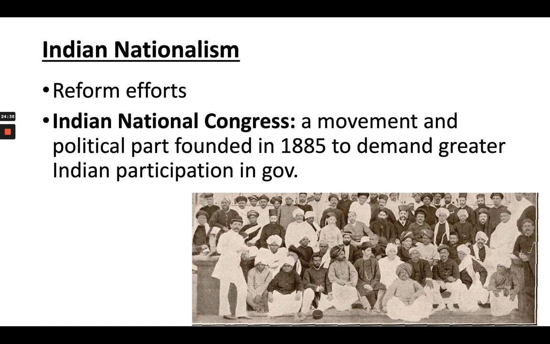Over time, though, we are starting to see the emergence of Indian nationalism, this sense of a cohesive Indian identity and a need to have a shared identity to push back against the British.